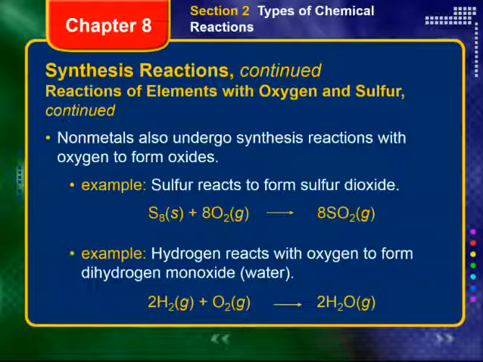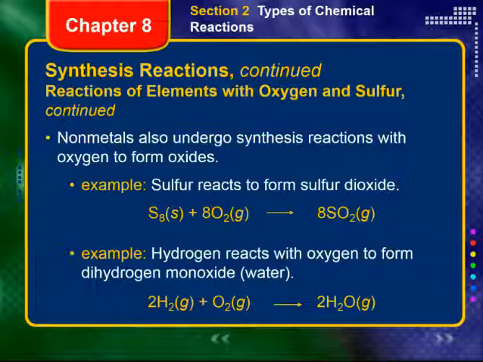Nonmetals also go through synthesis reactions with oxygen to form oxides. So we had metals with oxygen, now we have nonmetals with oxygen. We can have sulfur, for example, react with oxygen to form sulfur dioxide, right? Remember that naming system, dioxide, referring to 2 oxygens.